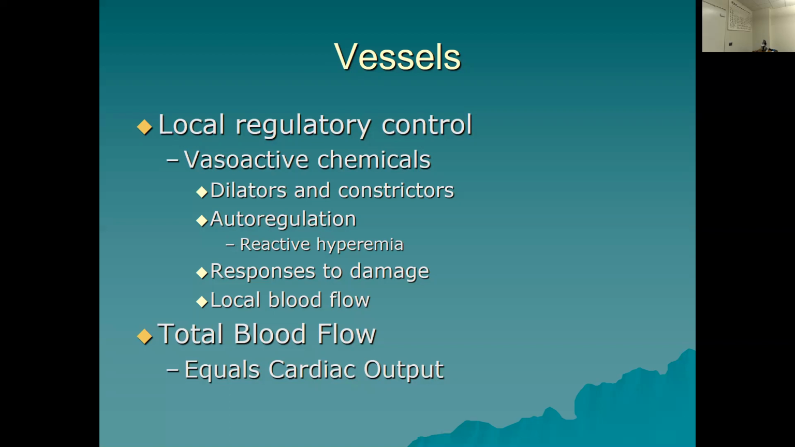Decreased oxygen levels, decreased nutrient levels, increased carbon dioxide, histamine, and bradykinin will all cause dilation, bringing more blood to these capillaries. Increased oxygen levels, increased nutrients, decreased CO2, prostaglandin, and thromboxane are vasoconstrictors, and will decrease the amount of blood that comes to capillaries. Then there's reactive hyperemia.